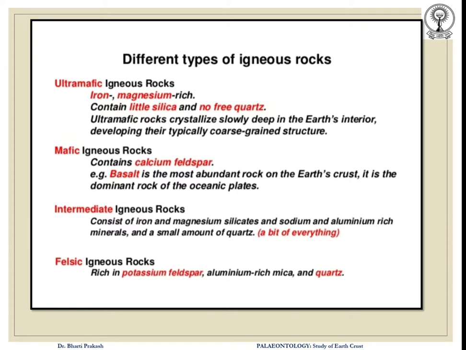ultramafic, mafic, then the intermediate igneous rocks, and then the felsic. So it depends on what they are made of. Ultramafic rocks are iron and magnesium rich. They contain little silica and no free quartz. The mafic ones contain calcium feldspar. An example is basalt. Then the intermediate ones consist of iron and magnesium silicates and sodium and aluminium rich minerals, and the felsic rocks are rich in potassium feldspar, aluminium rich mica and quartz.